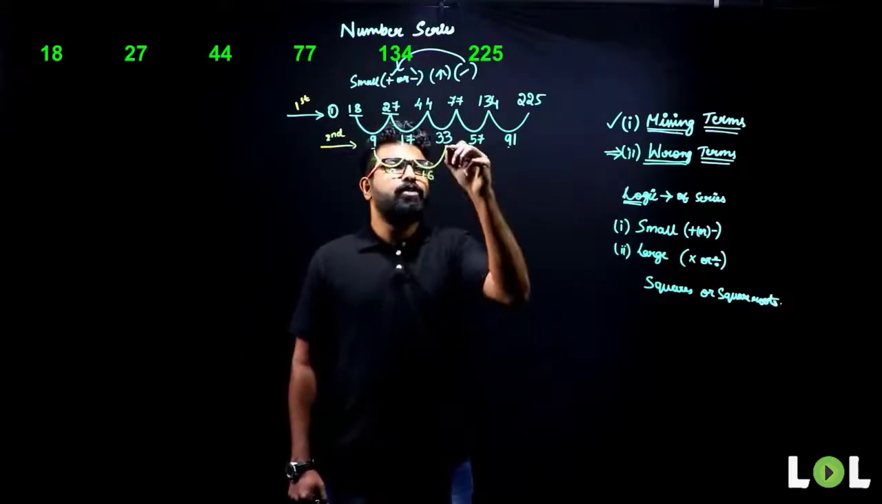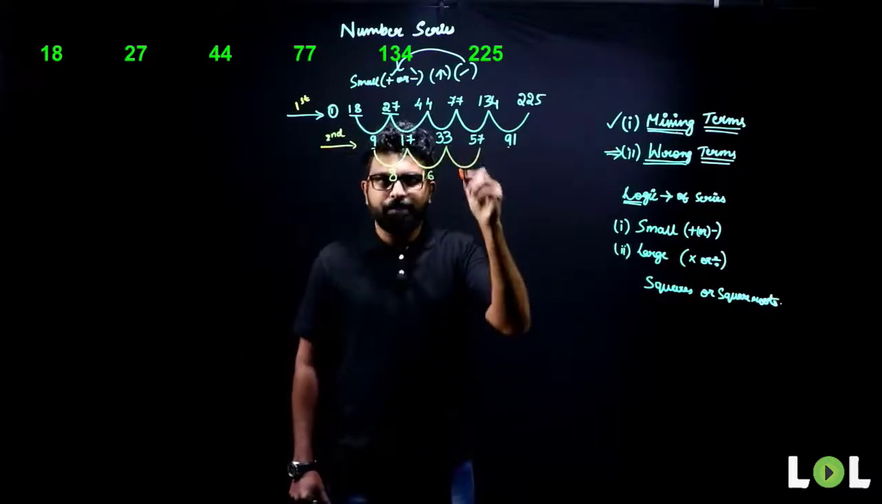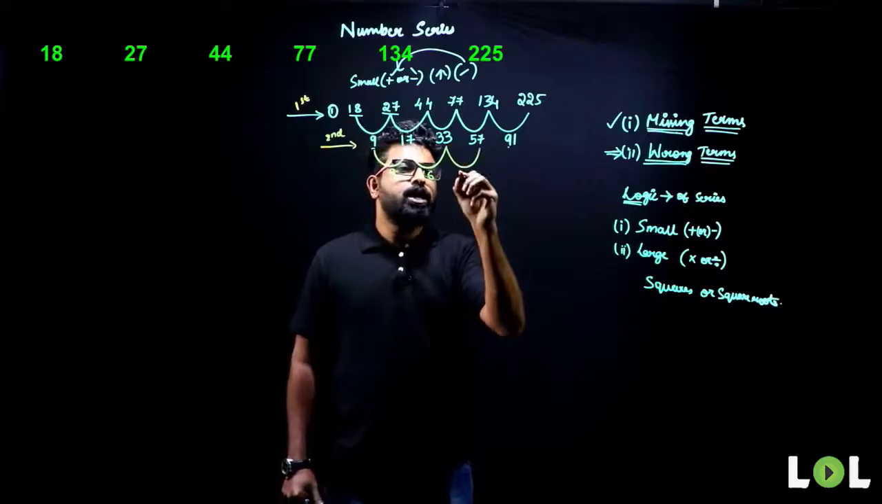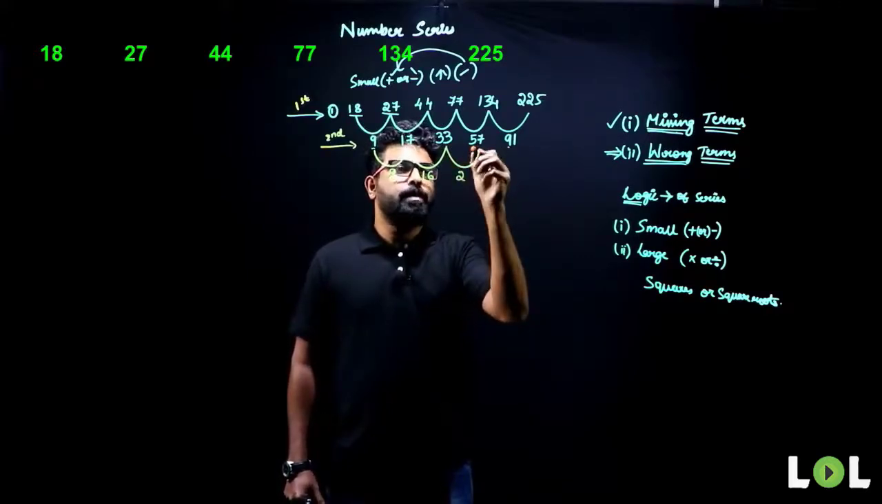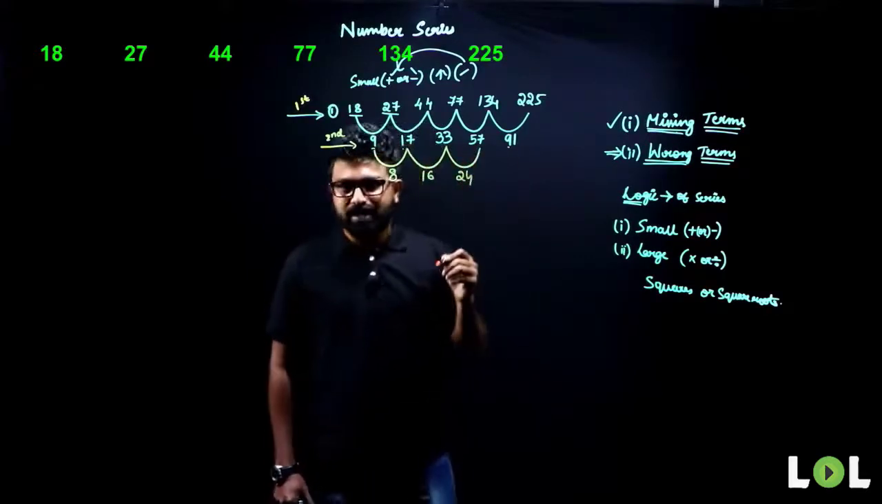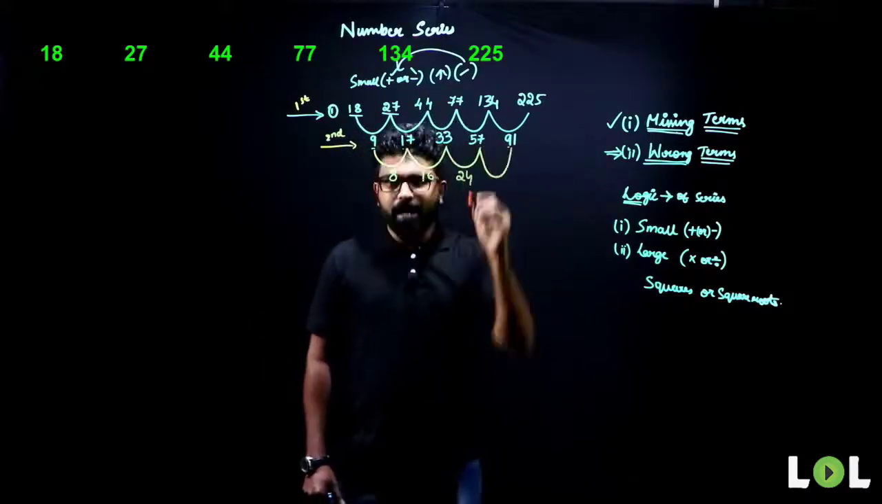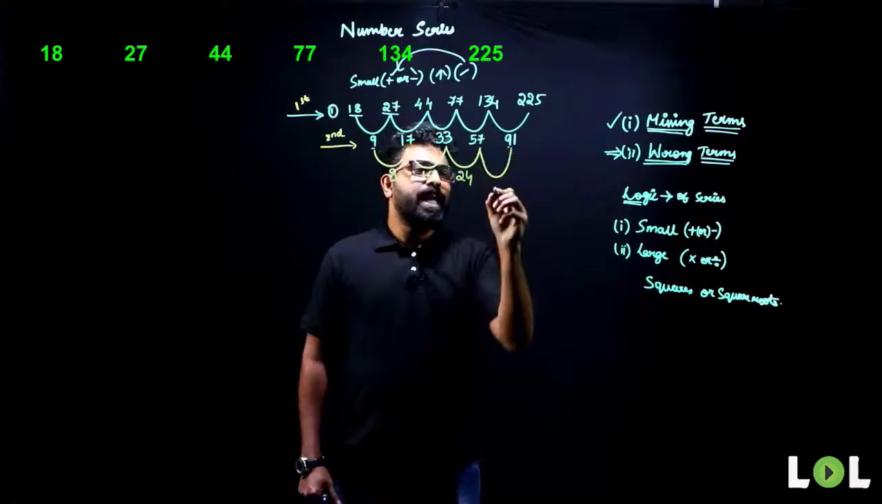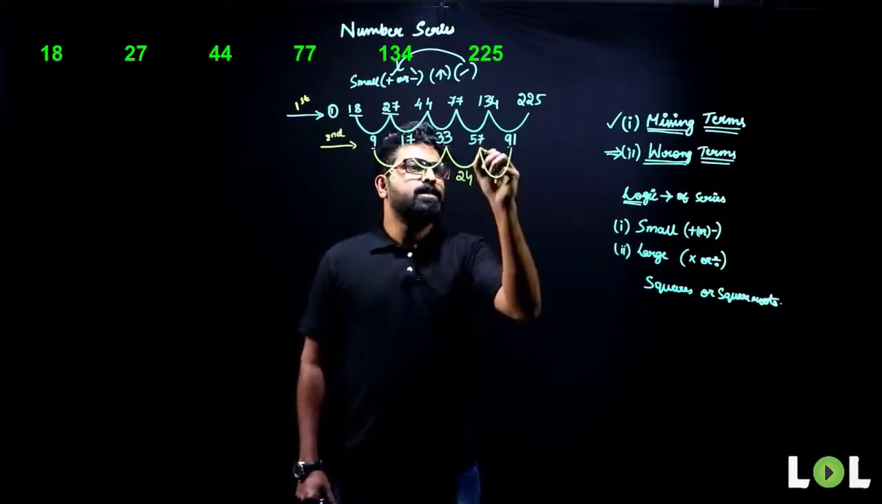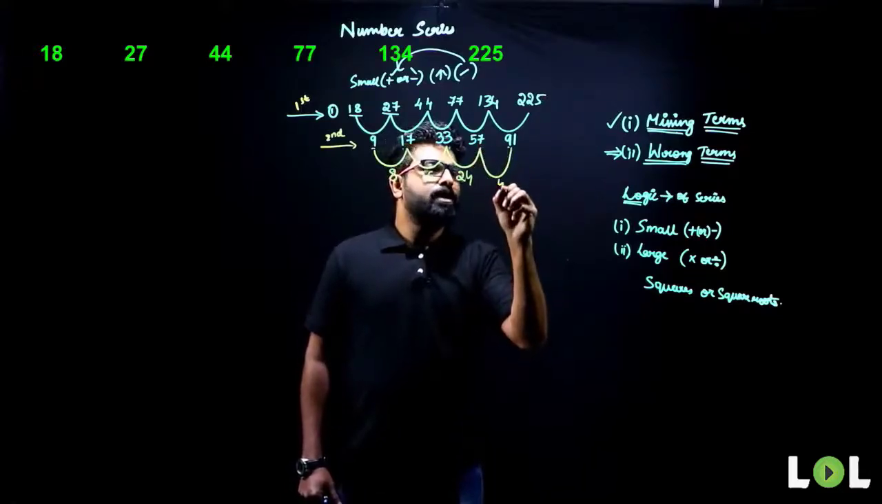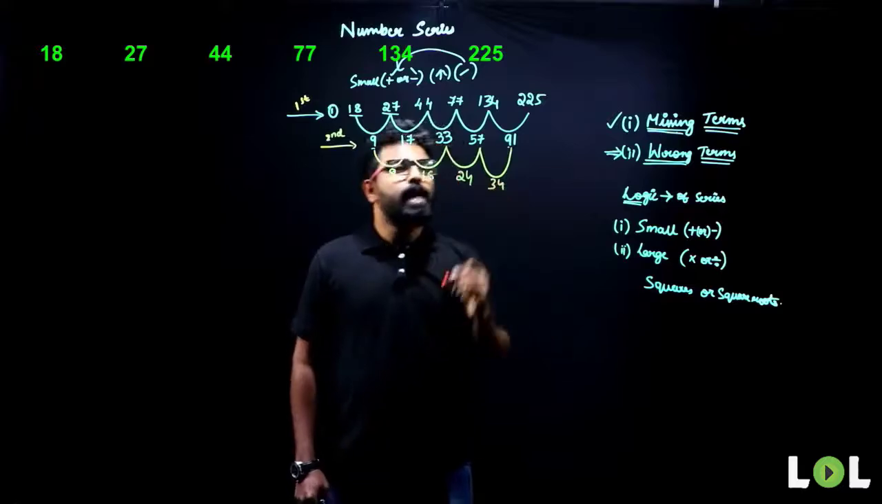What about 33 to 57? What will be the difference here? 33 plus 20 gives me 53, plus 4 gives me 57. Again, what is the difference between 57 and 91? If I take the difference here, I get 57 plus 4 gives me 61, plus 30 gives me 91.